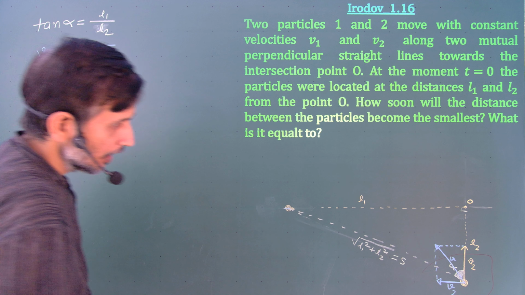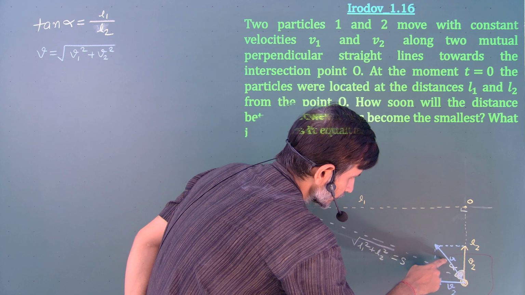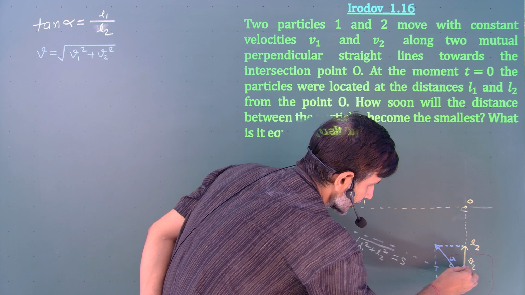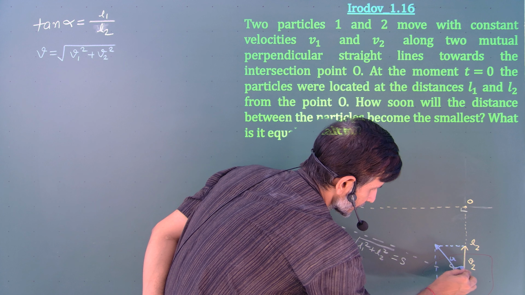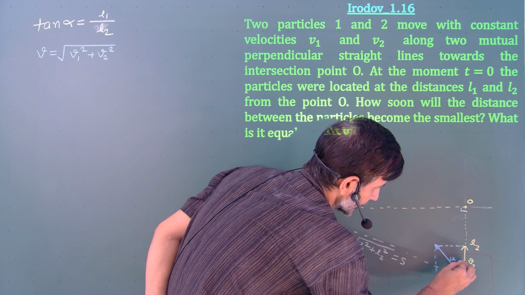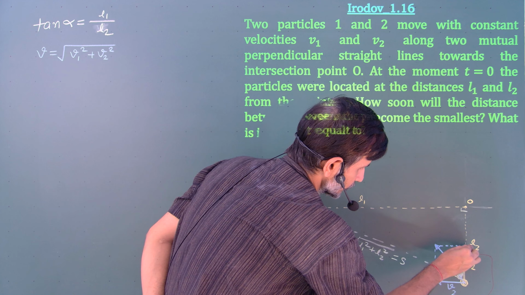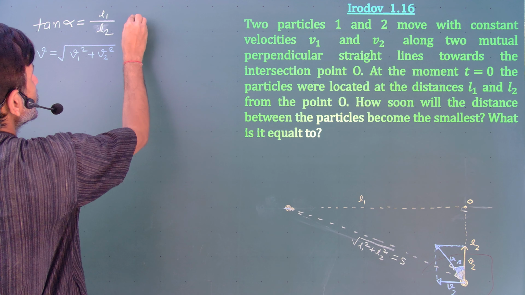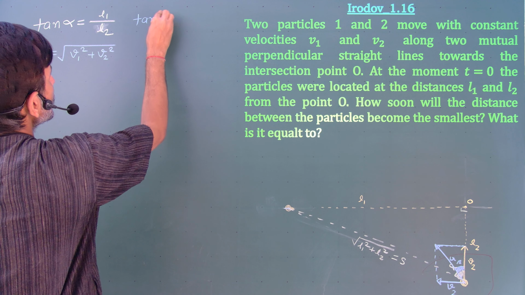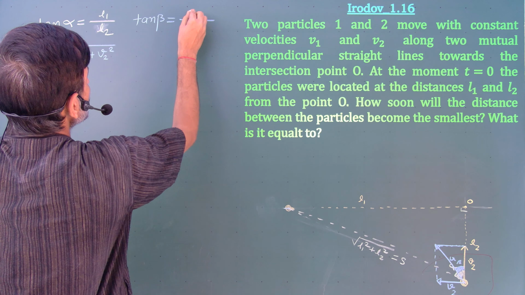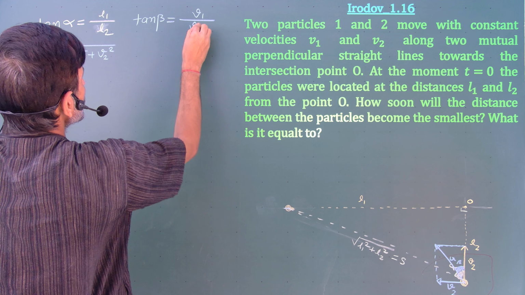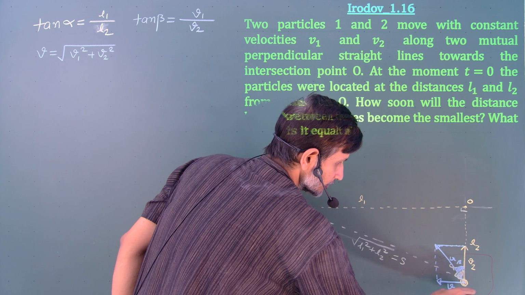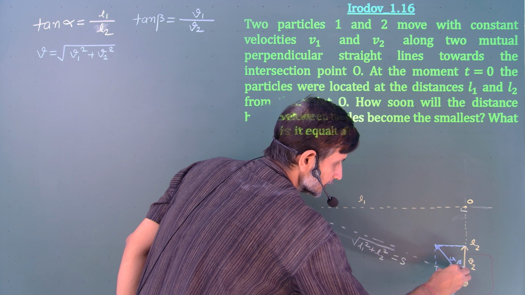Now, this velocity and this line have a different angle. Let me call this angle beta. So, tan beta equal to this length divided by this length. So, tan beta equal to v1 divided by v2. Now, this particle will move along this line.